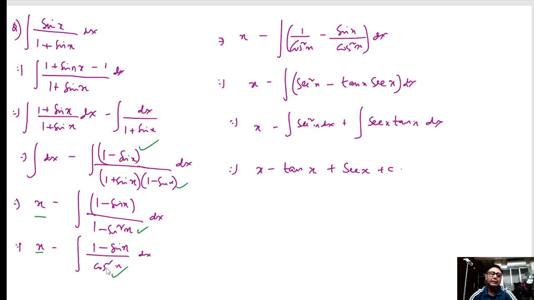So it is written as 1 by cos square x minus sin x by cos square x. This is sec square x, this is tan x sec x. Integration of sec square x is tan x. Integration of sec x tan x is sec x. So you have to know the formula.